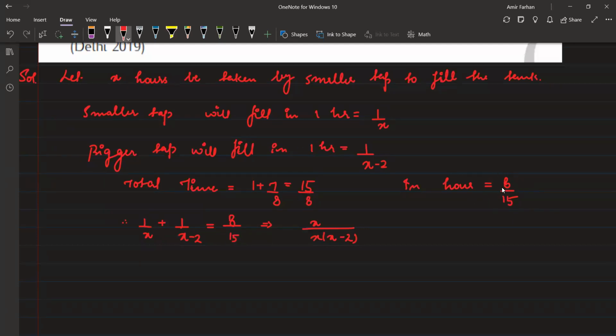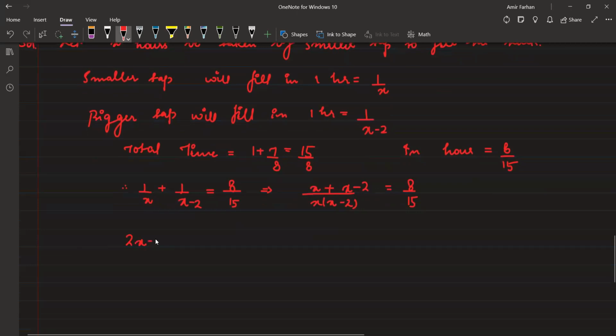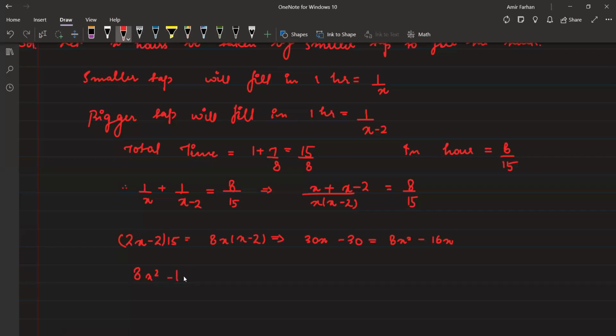So if we are taking in 1 hour, the time of adding them would be 8 by 15. Yes or no? Did you understand this, everybody? Yes, sir. Okay, so x plus x minus 2 over x into x minus 2 is equal to 8 by 15. Just cross multiply them, so it is basically 2x minus 2 into 15 is equal to 8x into x minus 2. So it would be 30x minus 30 is equal to 8 x square minus 16x. Okay, so taking all the variables and constants on one side, 8x square minus 16x minus 30x minus 30 is equal to 0.